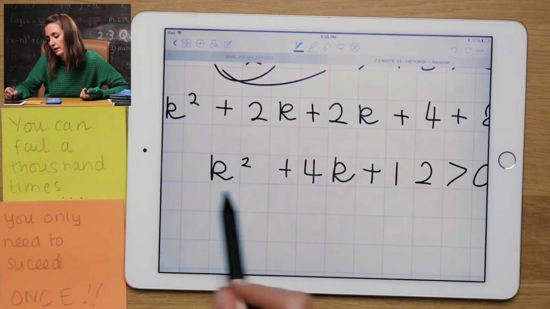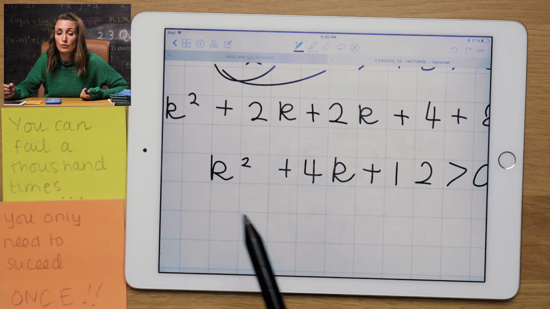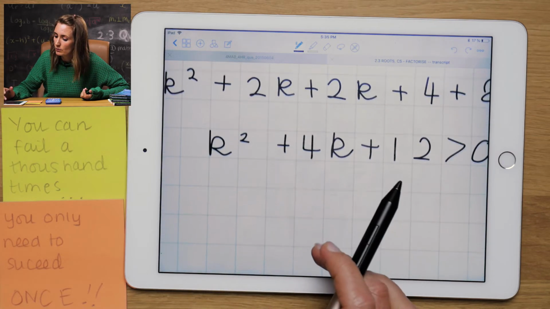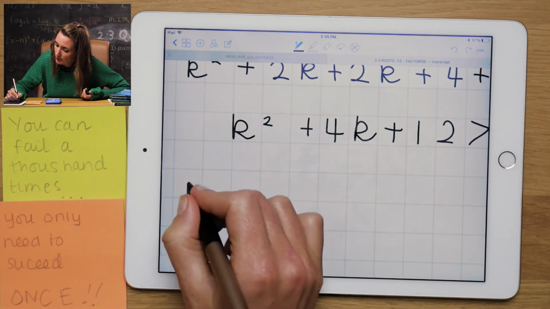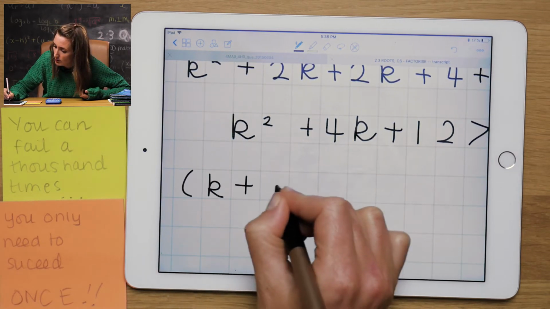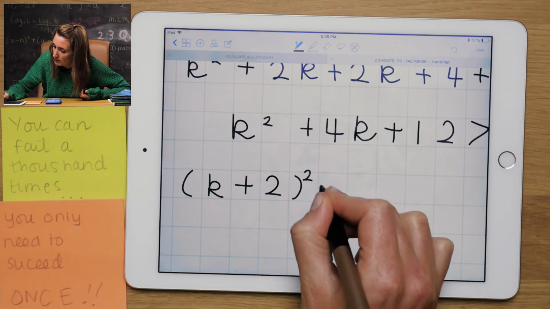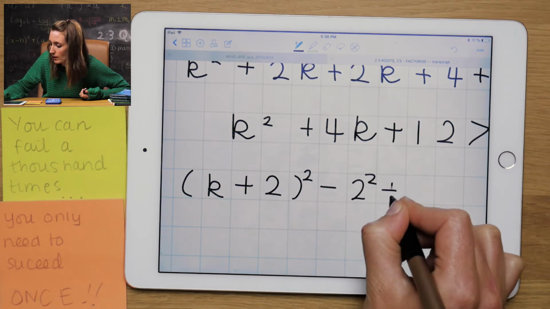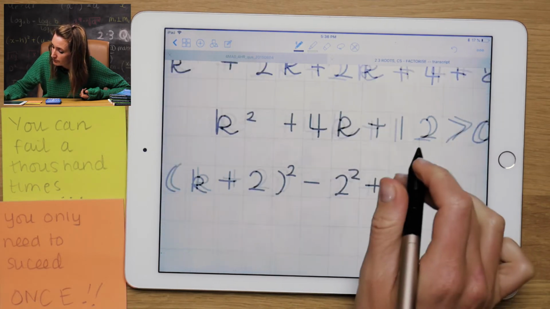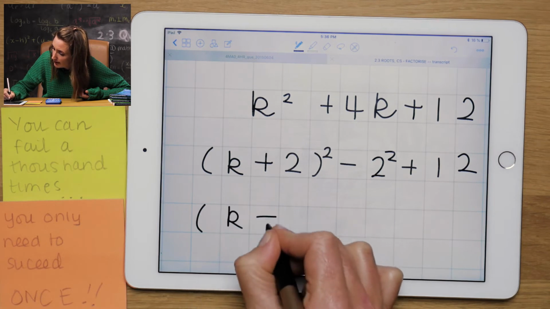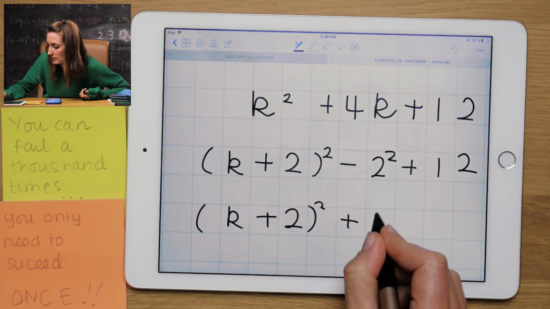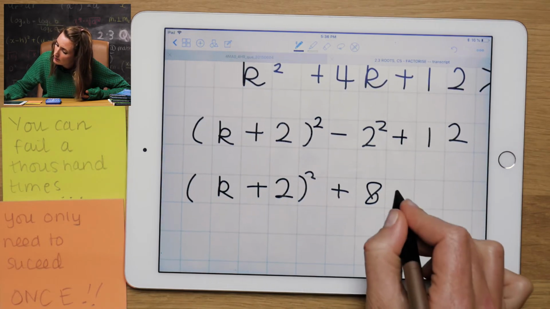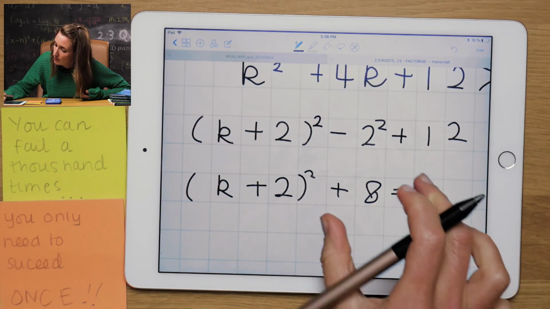This one here cannot be factorized. You can try, you can use the formula, but it won't work. So again, if you complete the square, maybe that's the easiest way to draw it. k plus 2 squared minus 2 squared plus 12. So (k plus 2) squared, plus 8, if we imagine that was equal to 0.